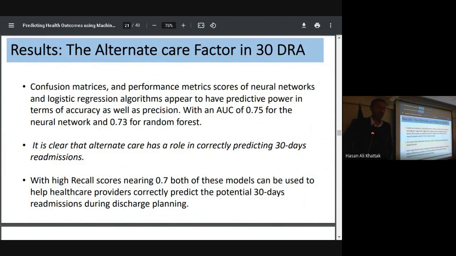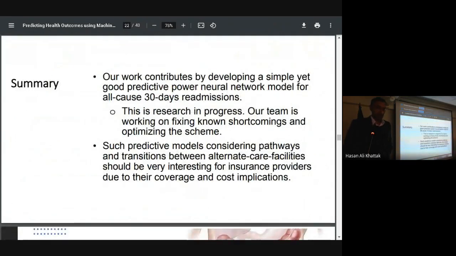With the high recall nearing 0.7, we believe both of these models can be used by healthcare providers to correctly predict the potential 30-day readmission during the discharge planning phase. So in summary, our work contributes by developing a very simple approach. Not always can you use deep learning, and not always do you need a complex machine learning algorithm. It depends on your use case.